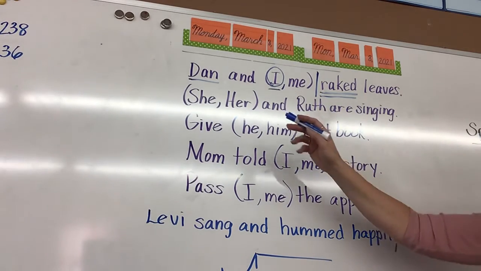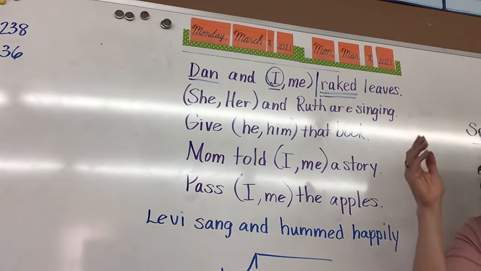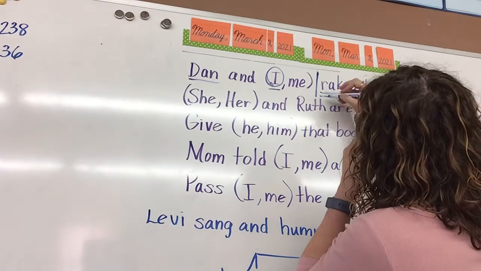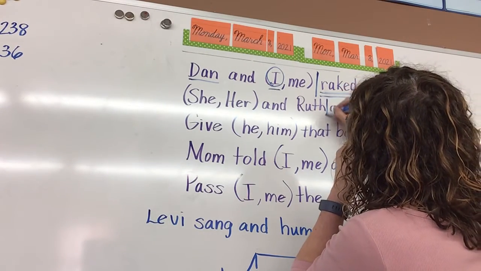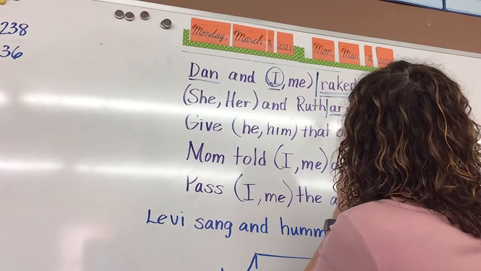All right, let's read the next one. She or her and Ruth are singing. Where are we going to divide it? After Ruth. Okay, Olivia, you can't answer anymore. You can answer in your brain, not out loud. The rest of you, what is the verb? Are singing. Very good.